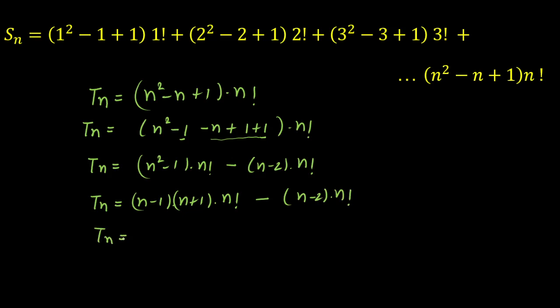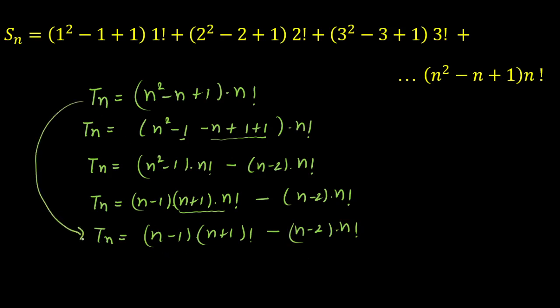Now again I'm going to write this t of n. As you can see, n plus 1 multiplied by n factorial is n plus 1 factorial, and n minus 1 stays as it is, minus n minus 2 multiplied by n factorial. Now as you can see, I have divided the nth term into a difference of two terms. Now I'll continue from the next slide.